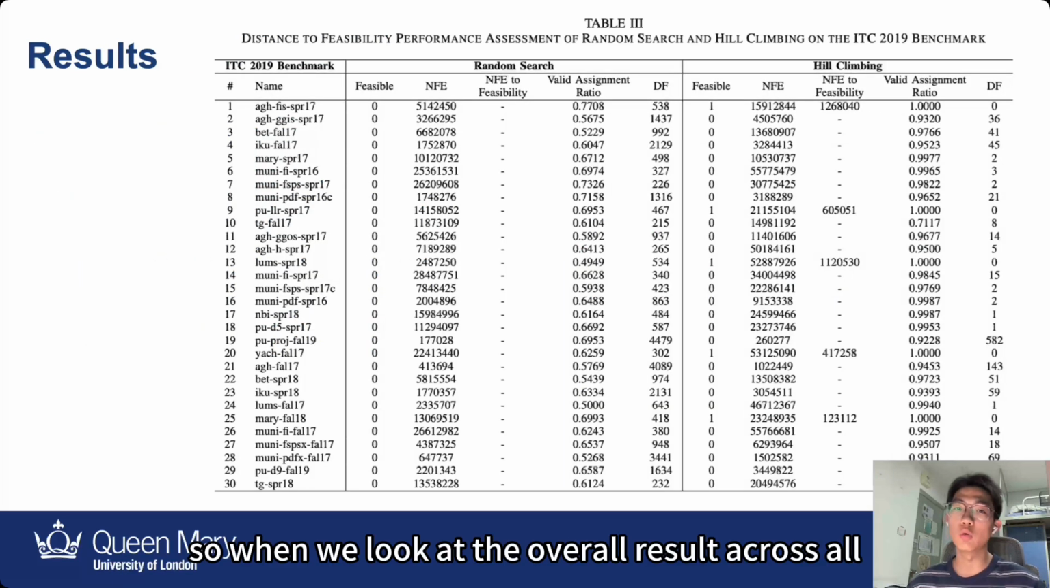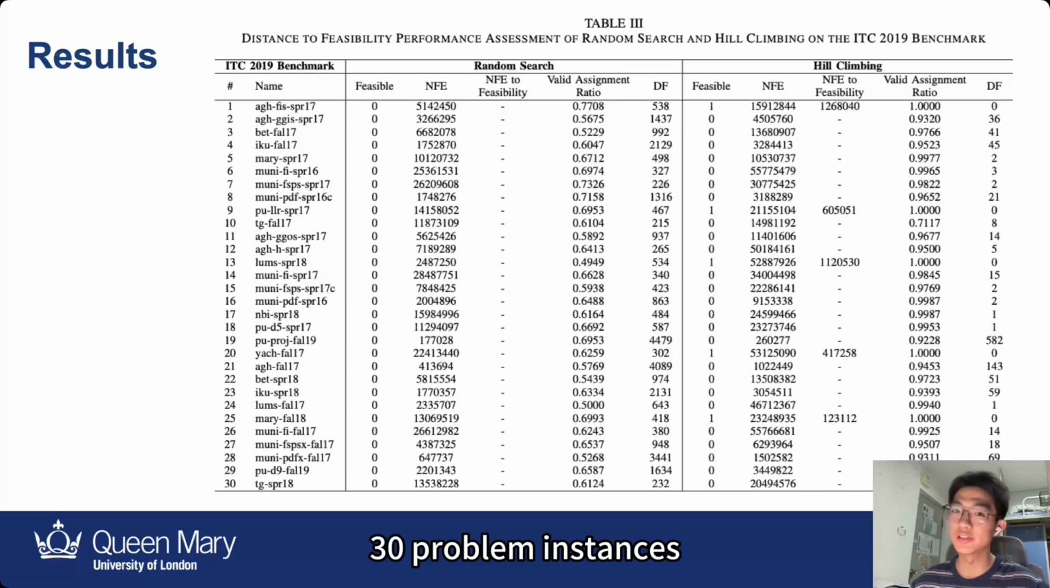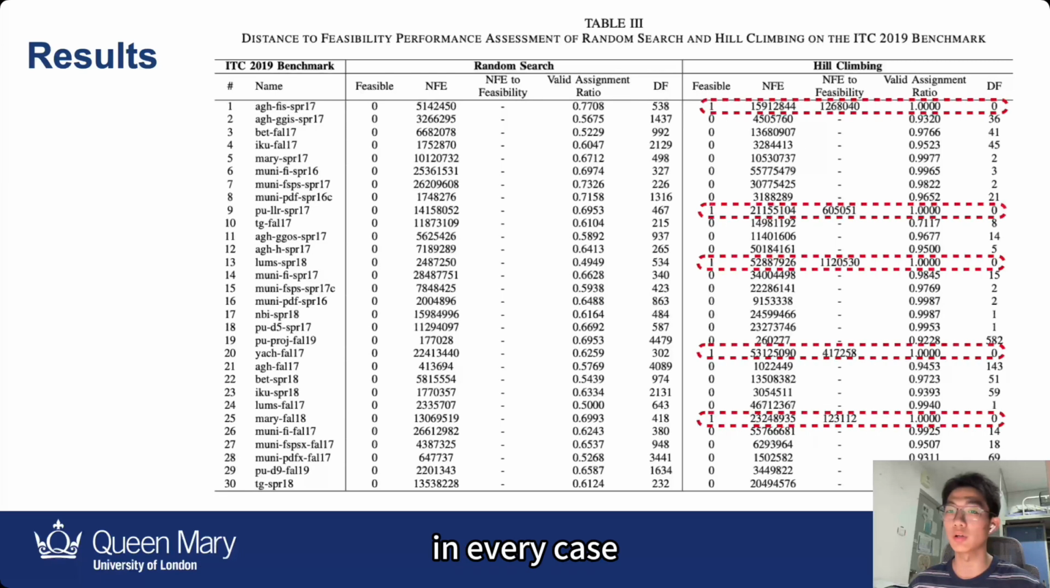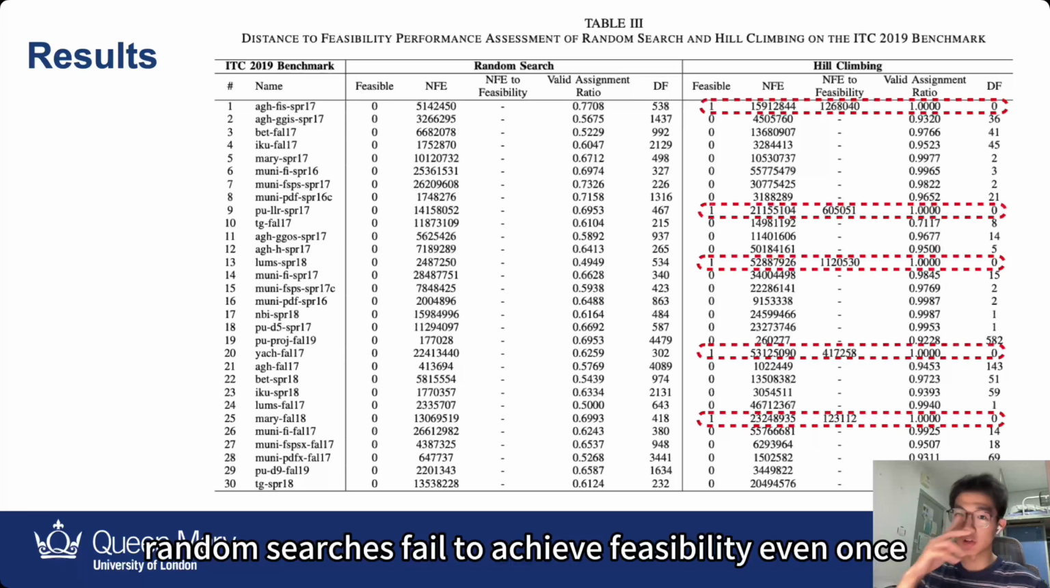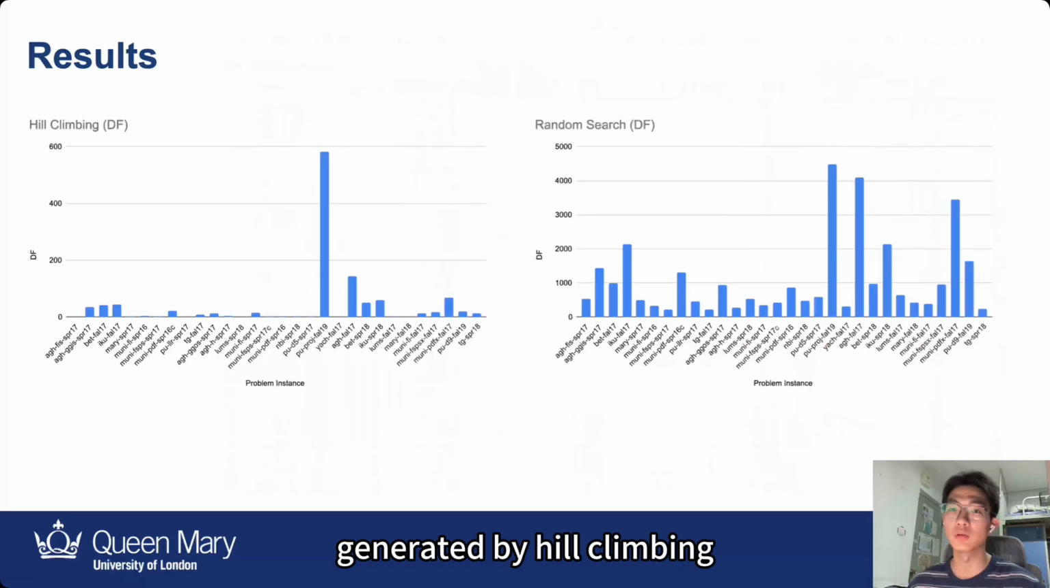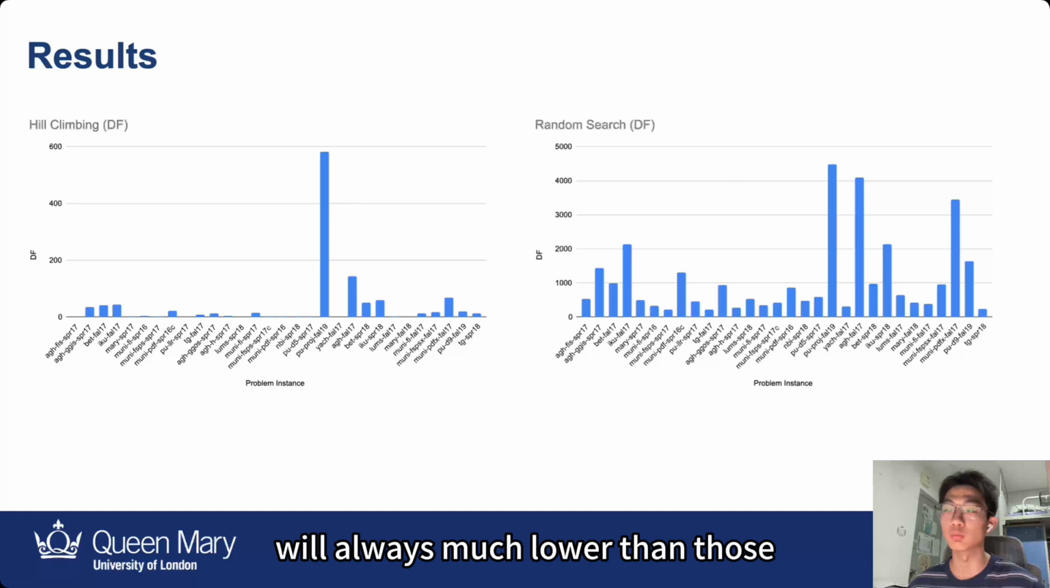When we look at the overall results across all 30 problem instances, the difference is very clear. Hill climbing performs much better than random search in every case. Most importantly, only hill climbing successfully finds fully feasible solutions in multiple complex instances, whereas random search fails to achieve feasibility even once within the given time limit. Also, the final DF values generated by hill climbing were always much lower than those of random search.